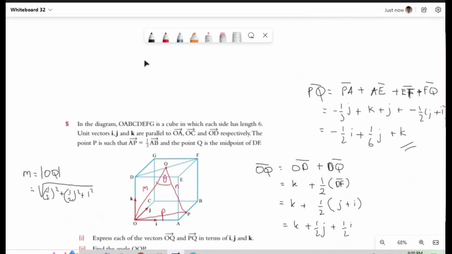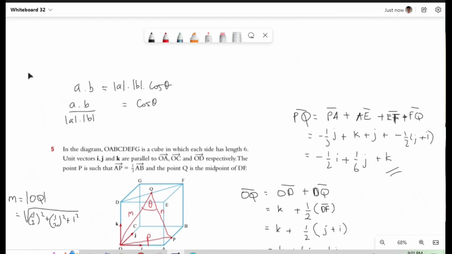As I told you before, there are two ways. So the second way, we can use the formula of the dot product of vectors. As we know, if I have a dot b, it's going to be the magnitude of a times the magnitude of b times cos theta. We can use this formula to find theta. So cos theta equals a dot b over the magnitude of a times the magnitude of b. And we know the a and b here are going to be m and n.